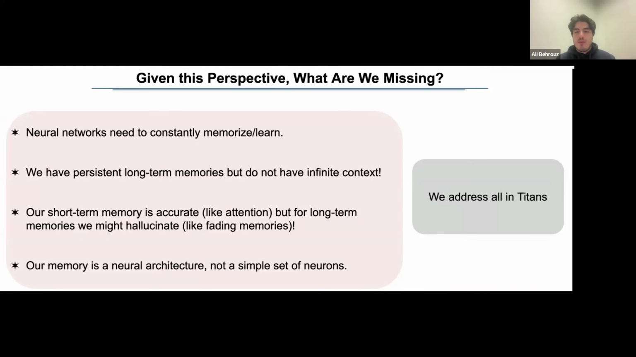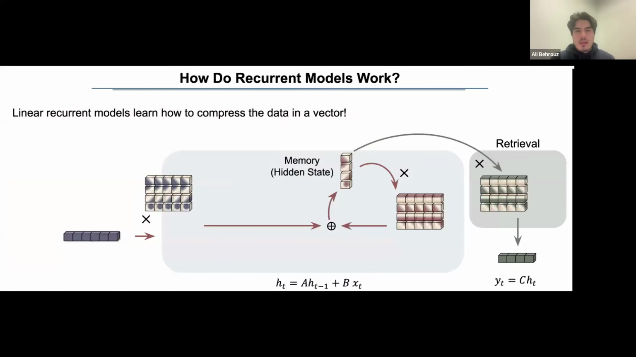And finally, another thing that we are missing in current architectures is that our memory is a neural architecture. It's not a simple set of neurons. And what does that mean? Let's look at the traditional RNN or even modern linear RNNs. Basically, what's going on here is that the data comes, we project the data into the hidden space, and we have a memory, usually called the hidden state in the literature. We also project the hidden state or memory, and then we just add these two together to update the memory, and we repeat this process again and again every time we want to update our memory. Also, we have the retrieval part, in the sense that anytime we want to get something from our memory, we just multiply our memory by a matrix to get the corresponding data. So that's also the retrieval part of recurrent neural networks.